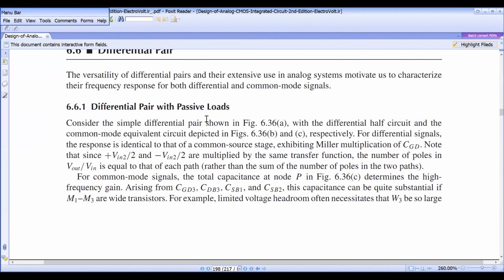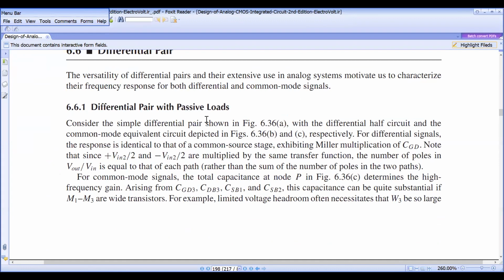Next was cascade, then current sources and current mirror circuits. Now, differential pair frequency response. What is the frequency response of the differential pair?